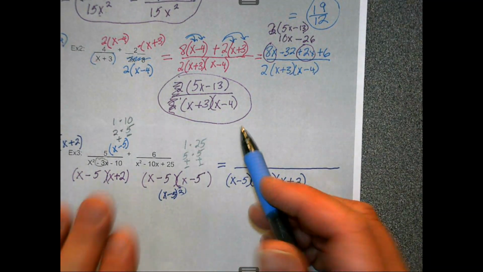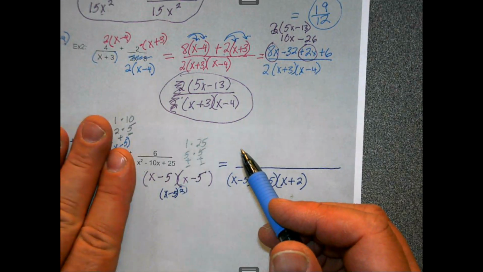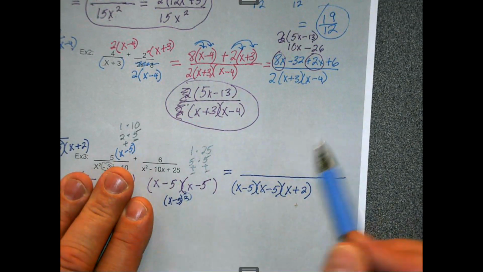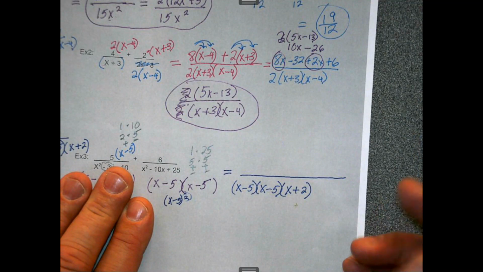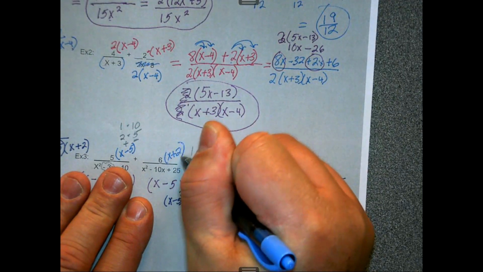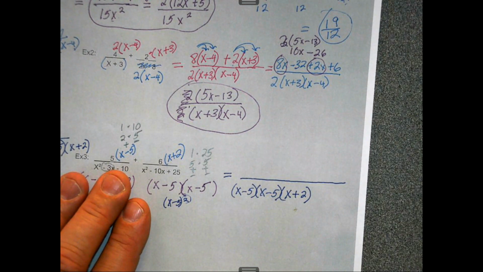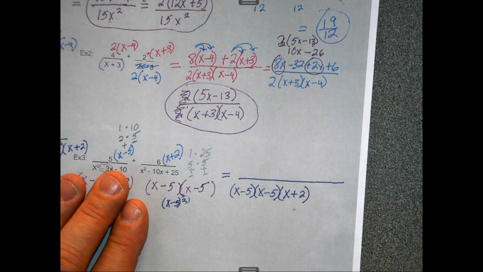Okay, looking at my second fraction and looking at my lowest common multiple, what am I going to have to multiply this 6 by? What don't I have? X plus 2. Make sense? Are we good?